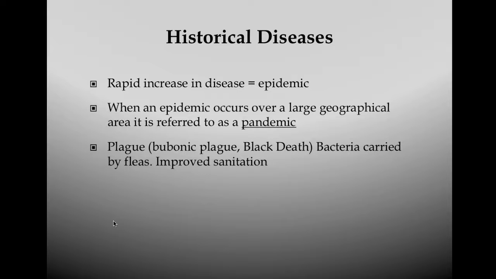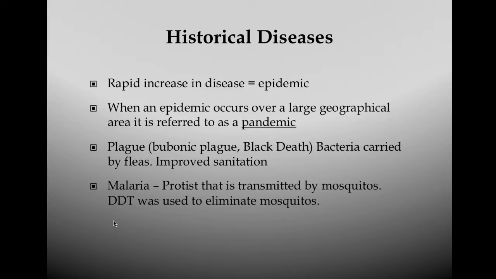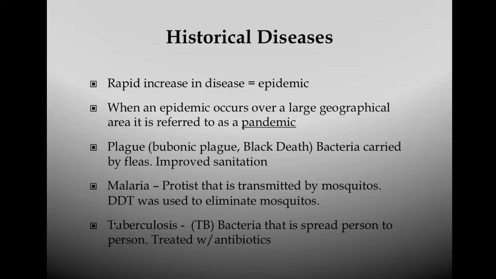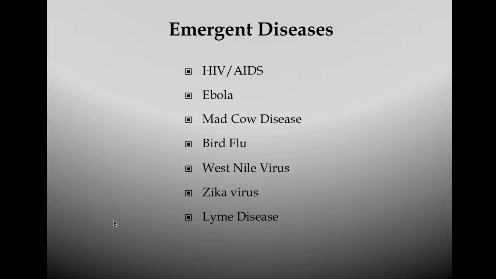All right, some of the historical diseases: the plague, malaria, and tuberculosis. Some historical diseases have been eliminated through immunization programs. Two examples that I could think of are polio and smallpox. And then there's many emergent diseases, and these are diseases that were at one time uncommon or rare, and now we're seeing much more prevalence of these.